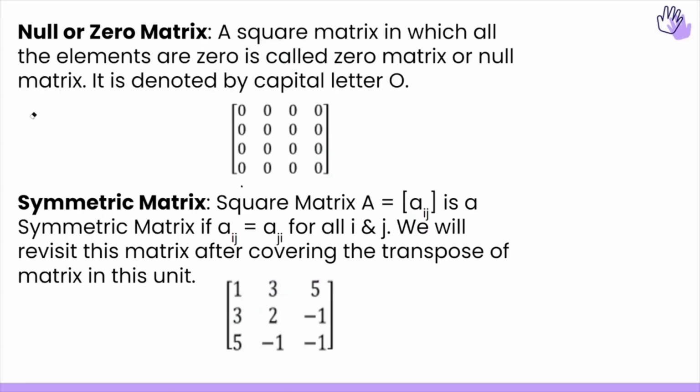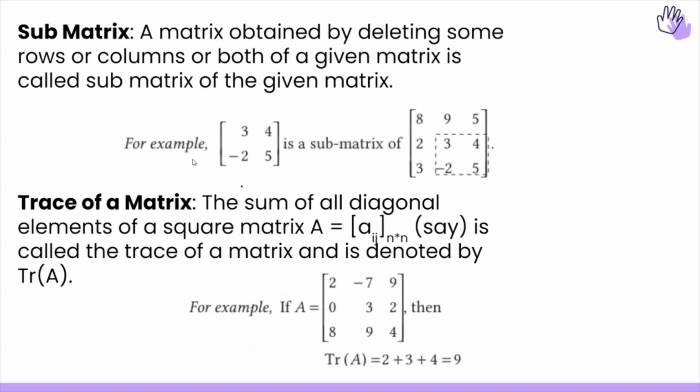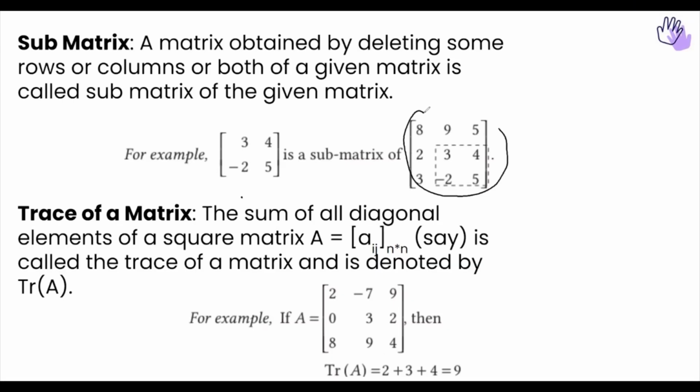Very simple definitions. Coming to the next concept, submatrix. A matrix obtained by deleting some rows or columns or both of a given matrix is called a submatrix of the given matrix. For example, if I assume this is the total matrix, and I delete the first row and the first column, I would get this matrix. So this is a submatrix. Very simple. If you delete a particular row or a column, then it would be a submatrix.